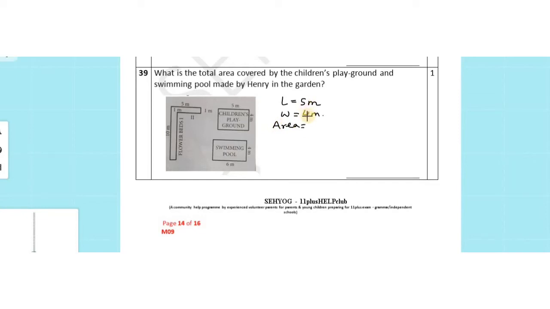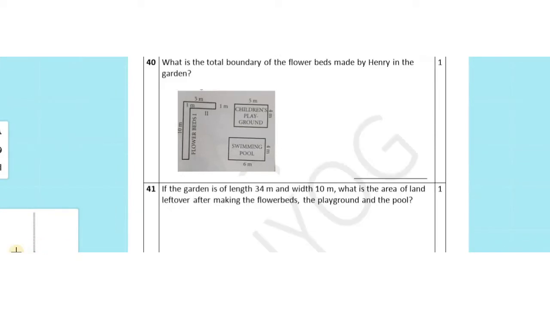So, area of the children's playground is 5 times 4, that is 20 meters square. For the swimming pool, the length is 6 meters and the width is 4 meters. So, area is 6 times 4 again, that is 24 meters square. So, what is the total area? 20 plus 24, that is 44 meters square, our answer.